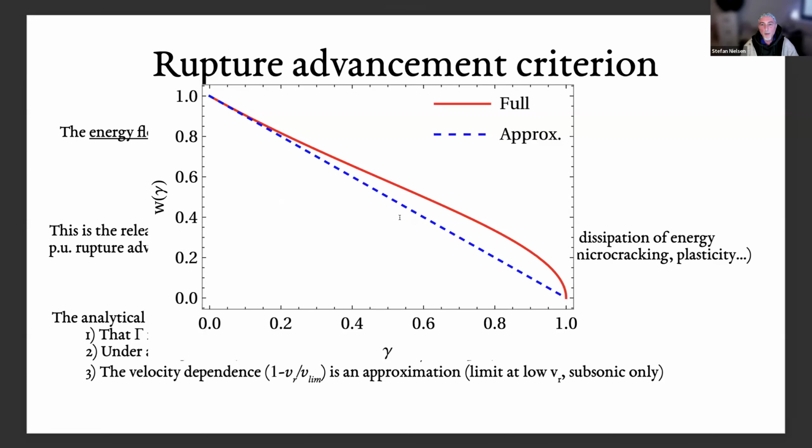This is an example comparing the full solution for an anti-plane crack and the approximation, which is this blue dotted line. So you see, altogether, they don't differ so much. They're both monotonically decreasing with the rupture velocity, and they reach zero when the rupture velocity reaches the limiting velocity, which is the Rayleigh velocity or the shear velocity for in-plane and anti-plane cases. And most importantly, if you go to low velocities, they are basically identical. So if we want to look at the breakout phase, it's good news.